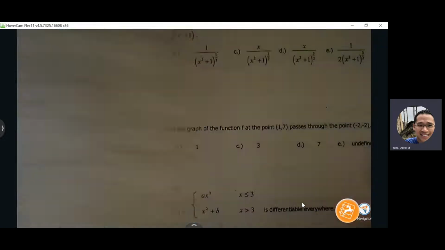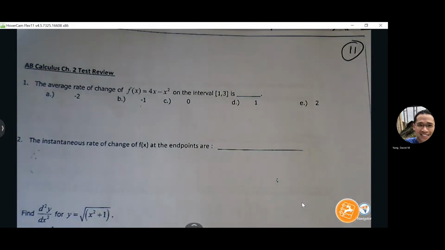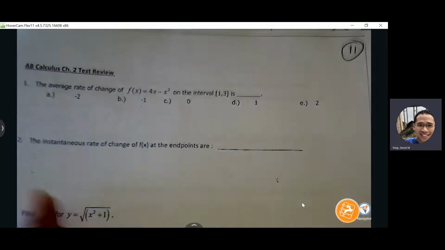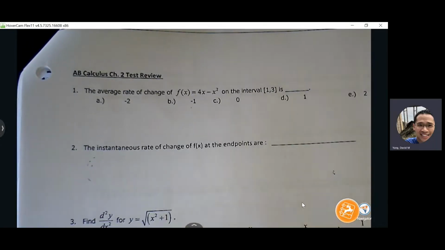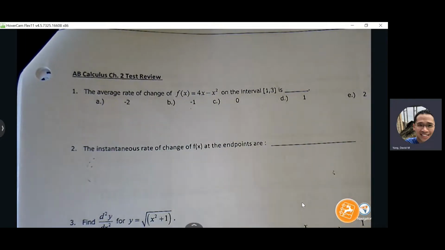All right, let's go to test review, page 11. Okay, number one says the average, okay, that's the key word there, average rate of change of the function on the interval from 1 to 3 is. So you're going to treat this like you would if it was average velocity. So how do you think we can set up to find average rate of change?